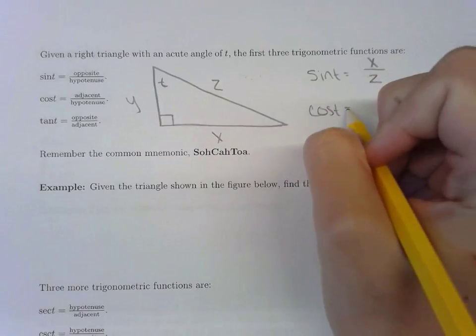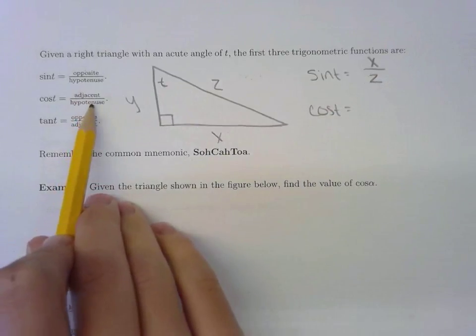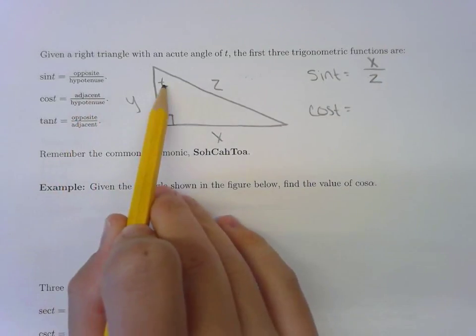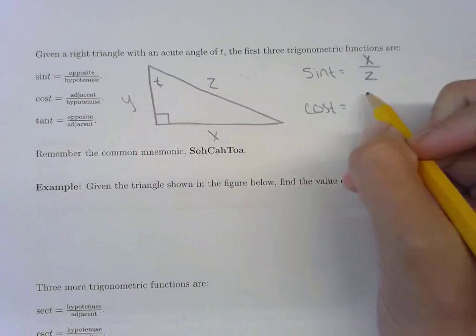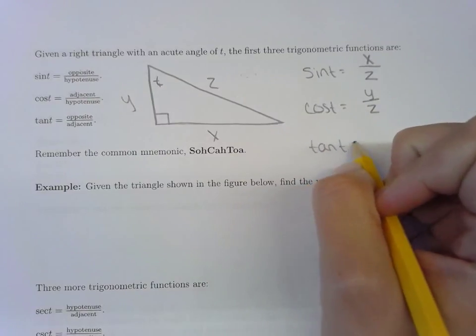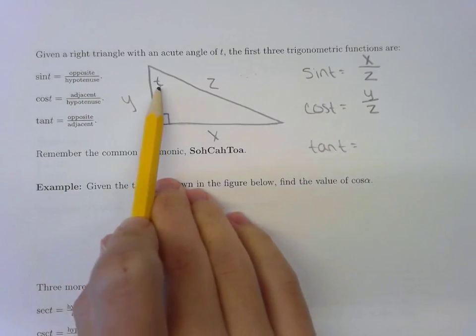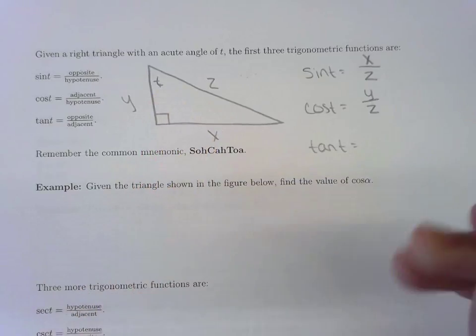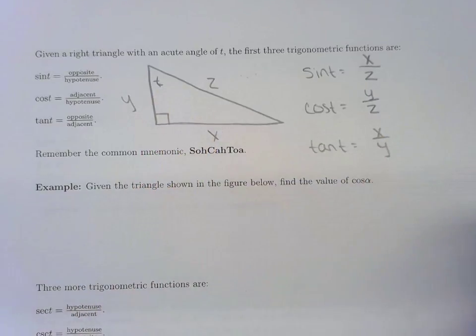Cosine t, it says it's adjacent over hypotenuse. So here's our angle. The leg or side that's adjacent to it is y. So this is y over the hypotenuse z. And then tangent t is opposite over adjacent. So opposite, which is x, over adjacent, which is y.